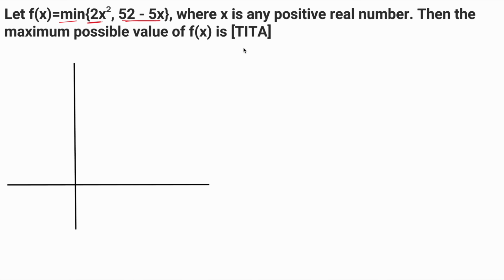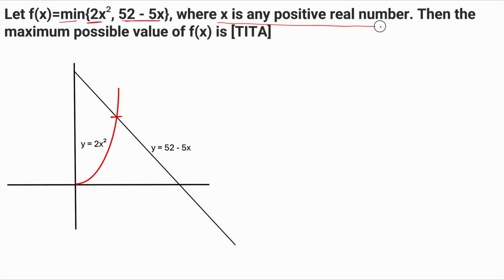Let's consider two graphs. The first one being y is equal to 2x square and the second graph being a straight line y is equal to 52 minus 5x. We notice that the two graphs intersect at some point given here, and since this point is visibly in the first quadrant, x is definitely a positive real number. Now notice f of x is the minimum of these two graphs, meaning at any value of x, whichever graph has a smaller y coordinate is the value of f of x at that point.